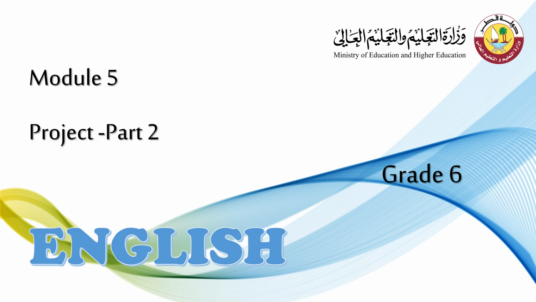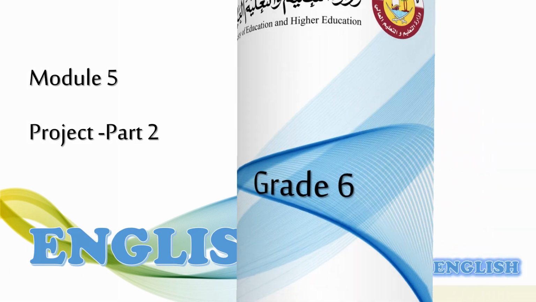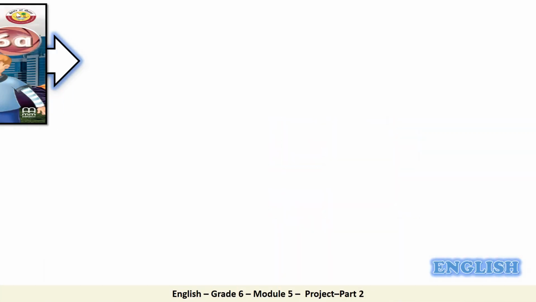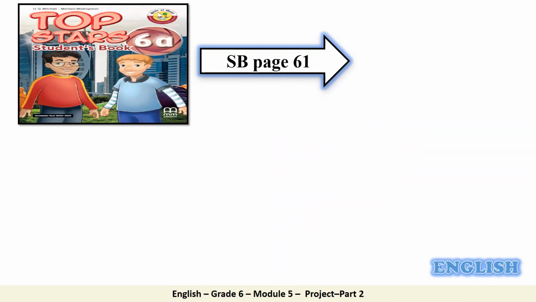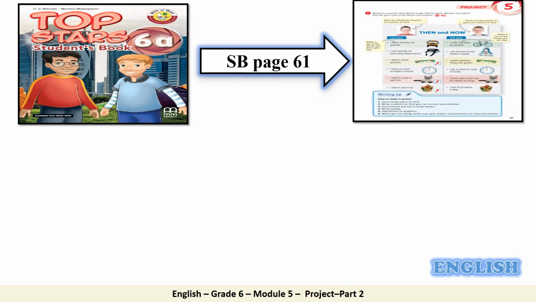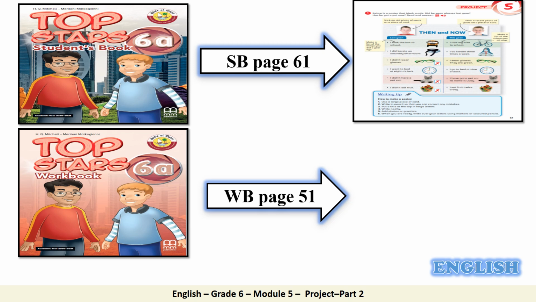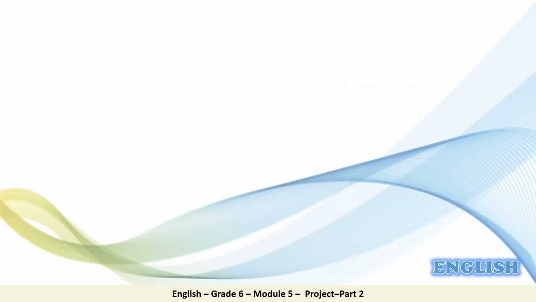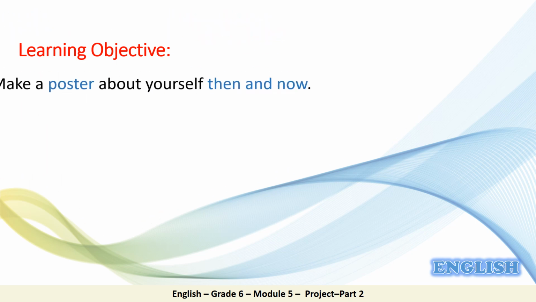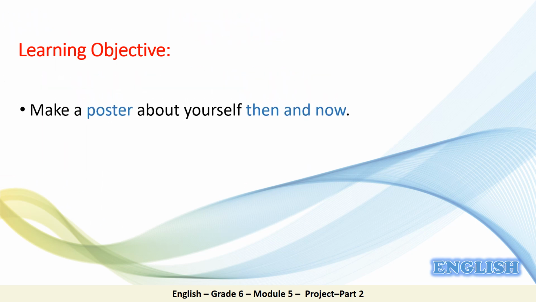Our lesson today is Project Part 2 from Module 5. You can find this lesson in your student's book page 61 and in your workbook page 51. Today's learning objective is make a poster about yourself then and now.